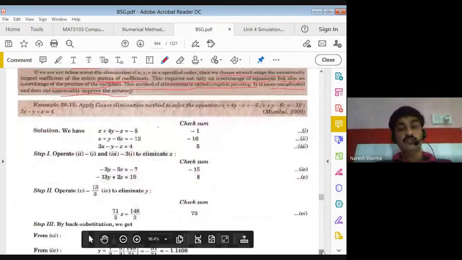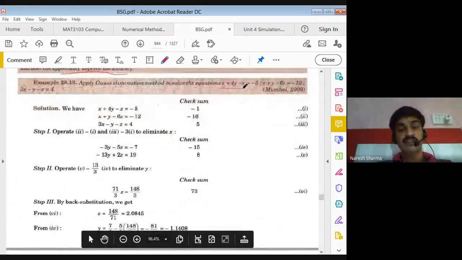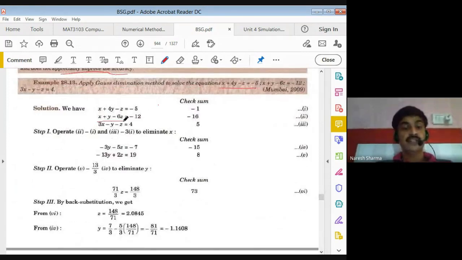Use the Gaussian elimination method to solve the system of equations: x plus 4y minus z is equal to minus 5. Second is x plus y minus z is equal to minus 12. The third is 3x minus y minus z is equal to 4. So in this, if you see here, this is your first row. We may use in your second row, row 2 minus row 1. So we apply on the second row, row 2 minus row 1.